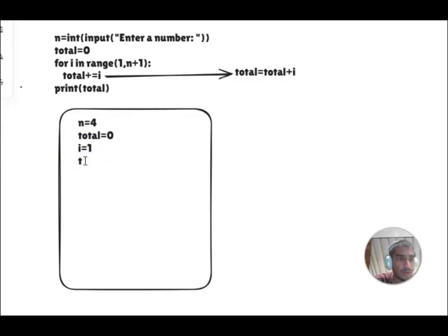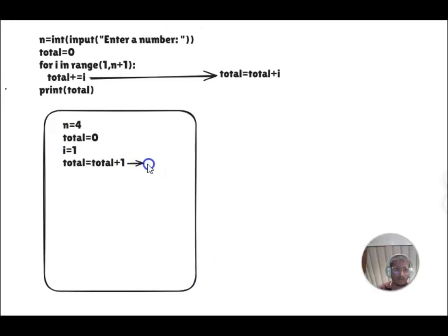So when you put I equal to 1, the total will become 1. Now it moves to the next iteration. I will explain you that total plus 1. The value of total is 0. So 0 plus the I value, the present iteration value is 1. So this becomes 1.